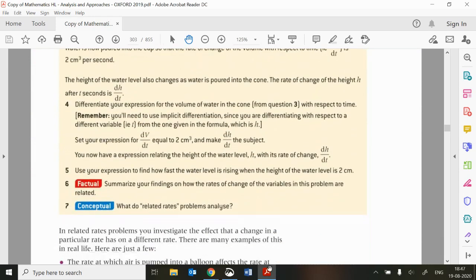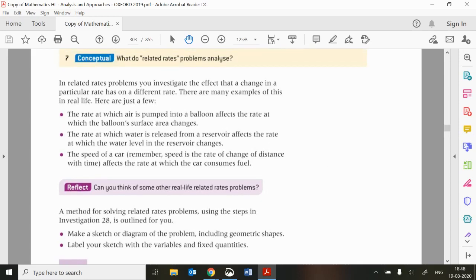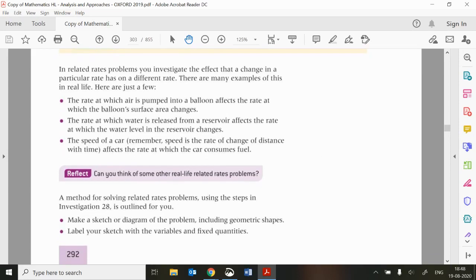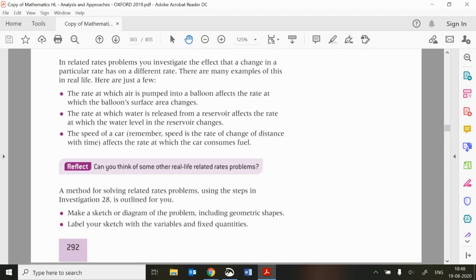Okay, right. So there are other related rates problems here. They talk about other situations, and you'll see these in the questions. They say, for example, there are other real life situations like the rate at which air is pumped into a balloon affects the rate at which the balloon's surface area changes. So the surface area change is related to the rate of change of the volume. Okay. The rate at which water is released from a reservoir affects the rate at which the water level in the reservoir changes. That's a bit similar to the last question.